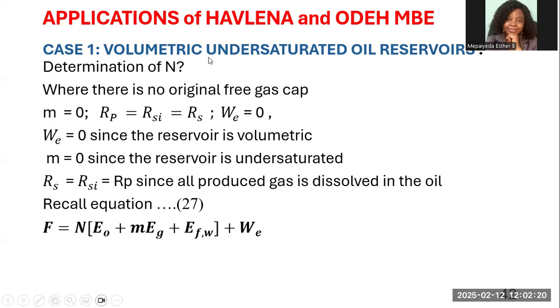Okay, so when we say volumetric undersaturated oil reservoir, volumetric means there's no water influx, and undersaturated means that there's no gas cap. If it is undersaturated, your Rp equals Rs equals Rsi. So Rs is constant all through because it is undersaturated. All the solution gas is within the oil system, the reservoir oil system, because it is still in the undersaturated state. Your P varies between your Pi and a little bit above your Pb.